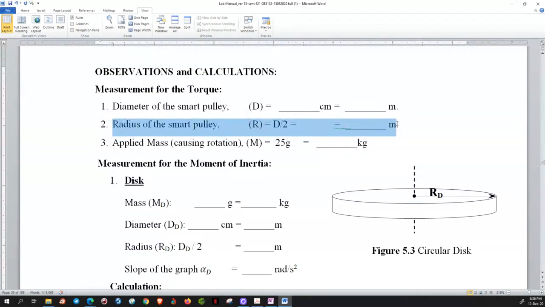The radius of the smart pulley is given 0.25. Are you sure? That's divided by 100. Gram to kilogram is divided by 1000. You have to be careful. Why? If you make one mistake in the conversion, everything else will be affected. Okay? The radius of the smart pulley will be given. Now, if I remember correctly, it's 0.0238. If not, it will be given in the exam.